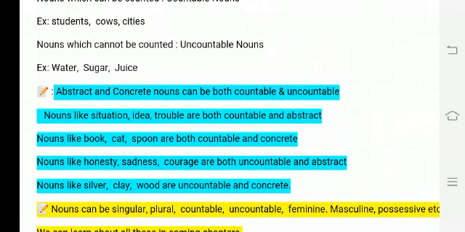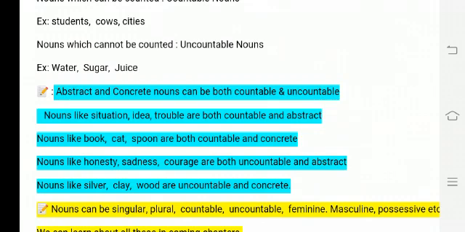Abstract and concrete nouns can be both countable and uncountable. Nouns like situation, idea, trouble are countable and abstract. Nouns like book, cat, spoon are countable and concrete. Nouns like honesty, sadness, courage are uncountable and abstract. Nouns like silver, clay, wood are uncountable and concrete.